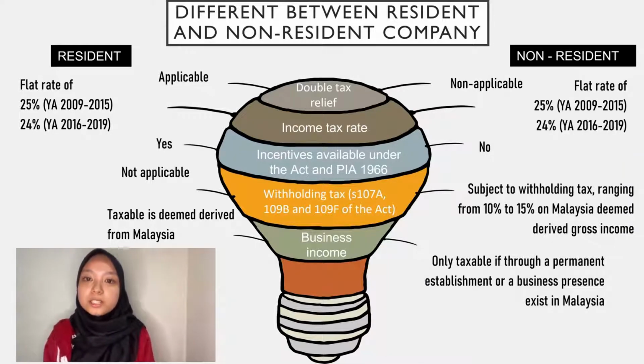I will present the distinction between resident and non-resident for the company. First, double tax relief for resident is applicable and for the non-resident is not applicable. Second is incentive available under the Act, and PIA 1966 is yes for resident while no for non-resident. Third is withholding tax, section 107A, 109B and 109F of the Act, is not applicable for resident and applicable to non-resident. Fourth is business income taxable, deemed dividend from Malaysia, for non-resident only taxable if the permanent establishment or business presence exists in Malaysia.